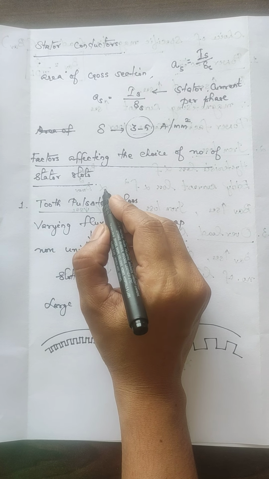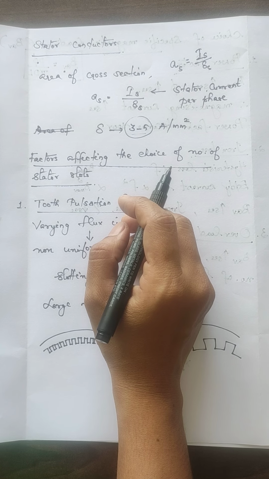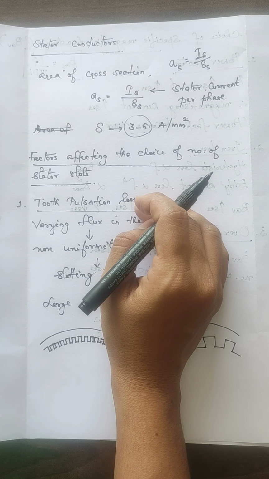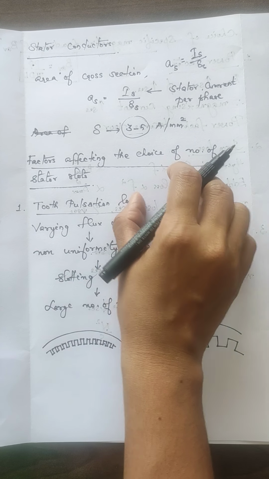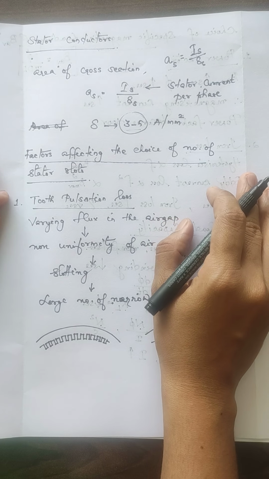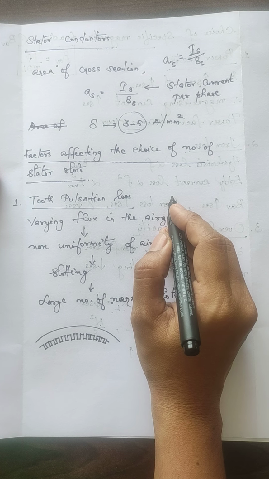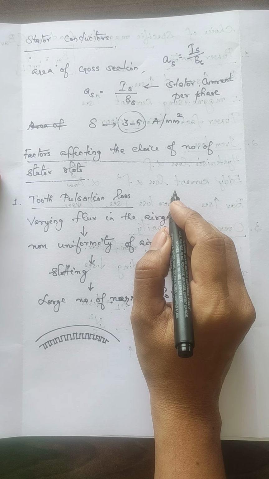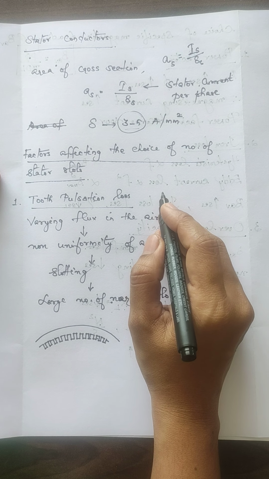In this lecture, we will be discussing the design of stator slots. In the stator design, there are two parts: design of stator lamination and design of stator winding. We have already discussed the design of stator winding. Now we have to design the stator lamination. Designing a stator lamination means deciding how many slots have to be punched in that particular lamination and what size is required for the slot.